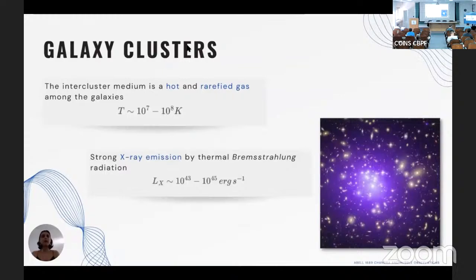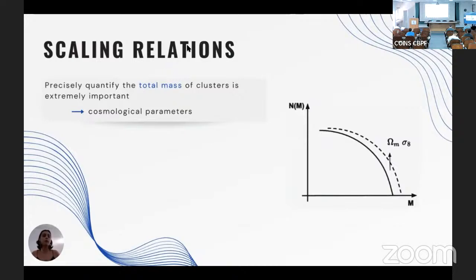And this gas is actually an ideal environment for X-ray emission by what we call thermal bremsstrahlung radiation, or free-free radiation. And indeed, we observe these structures as being very strong X-ray emitters. And here I'm showing an optical image from the Hubble telescope, where we can see the galaxies of the cluster, overlapped by an X-ray image from the Chandra telescope, so that we can see this strong X-ray emission here. And with that being said, what is the importance of studying scaling relations, right?